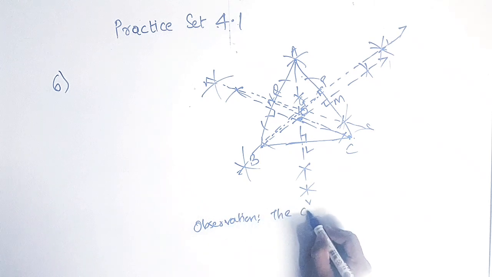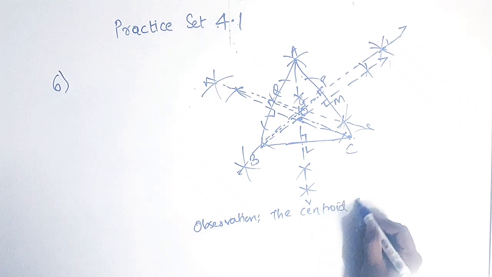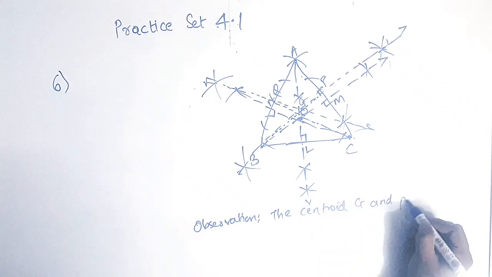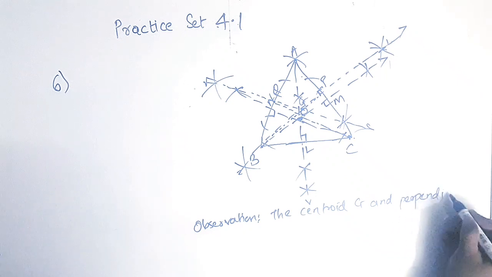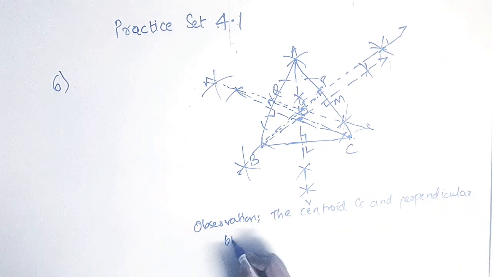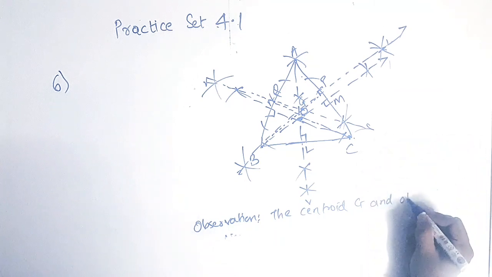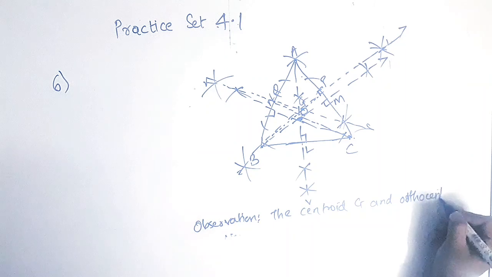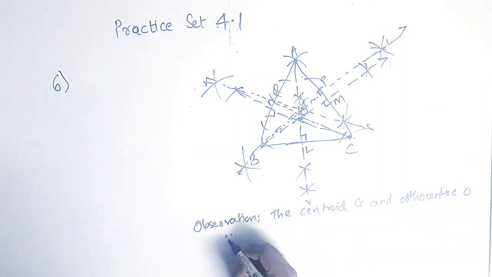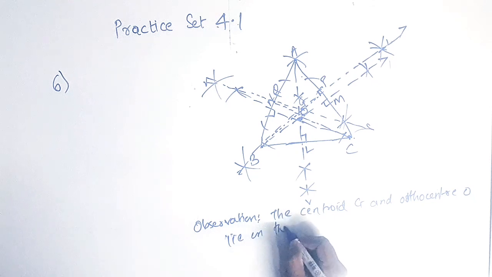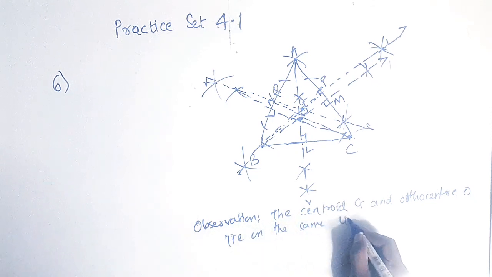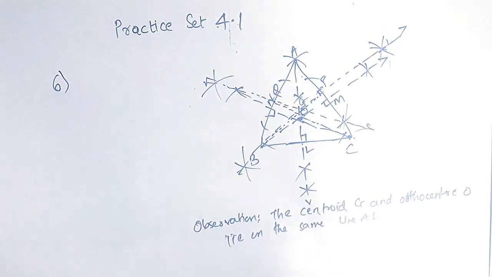The centroid G and perpendicular bisector, and the, beg your pardon, orthocenter O lie on the same line AL. Okay, that is the observation. That's it. Let us move on to sum number 7.